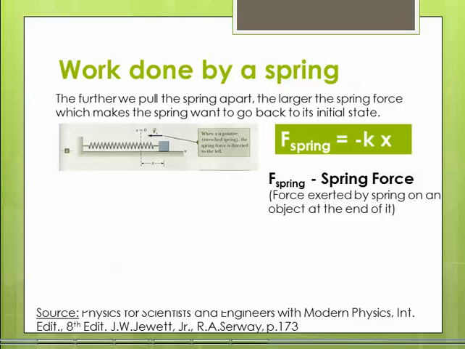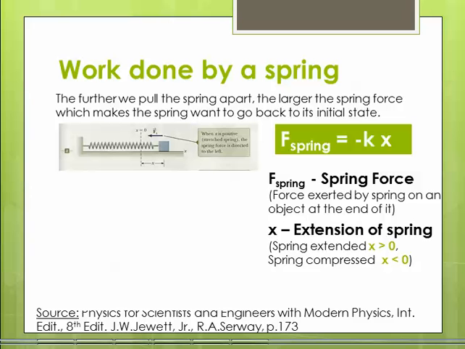So F spring is the spring force. It is the force exerted by a spring on an object at the end of it. x is the extension of the spring. If we pull the spring, or if the spring is extended, x is larger than 0. Or if we push the spring, or if the spring is compressed, x is smaller than 0. k we call the spring constant.